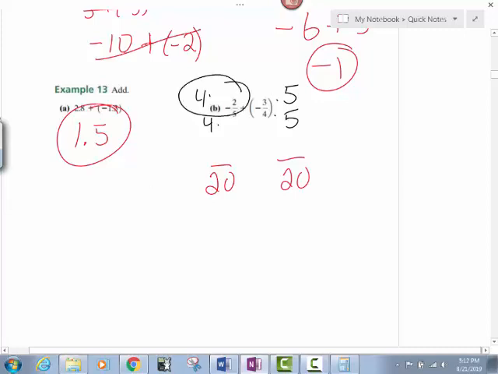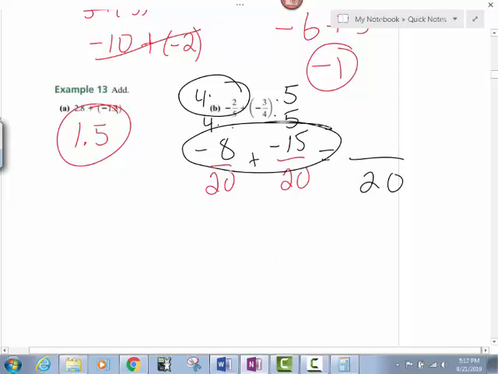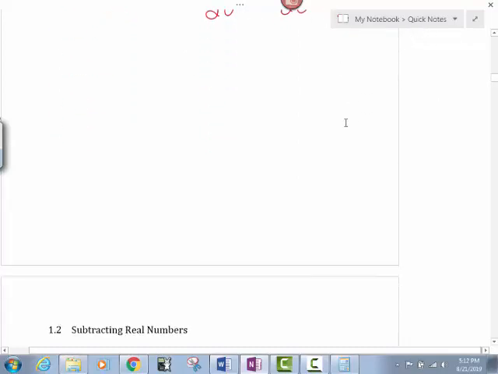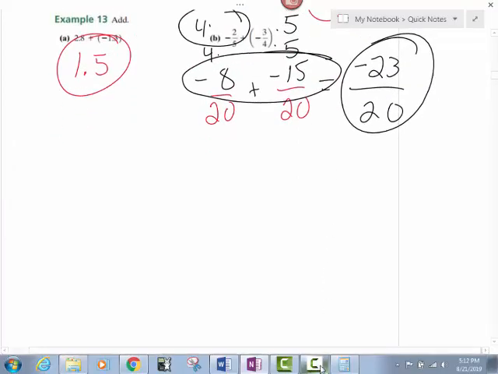Okay, so this number is negative because there's already a negative there. 4 times 2 is 8. 3 times 5, 15. But again, it's already negative. I don't want to forget that. Now, there's my common denominator. All I'm really doing is looking at the top part. I owe you $8. I borrow 15 more, so now I owe you 23. And that is 1.1.